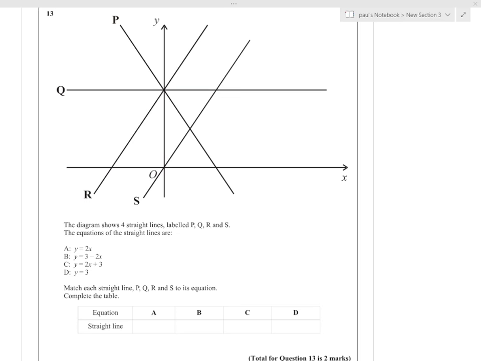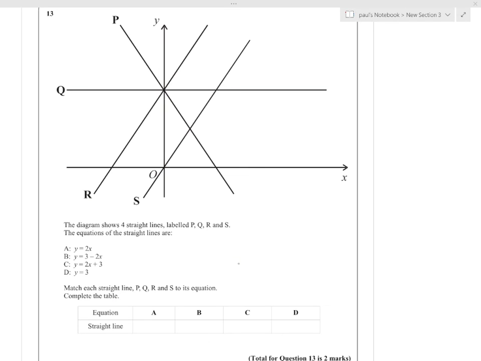Ooh, don't like the look of this. Right, what is this all about? So we've got 3 lines, 4, 5 lines. Oh, there's hundreds of lines. The diagram shows 4 straight lines labelled P, Q, R, and S. Line A equals y equals 2x. Match each straight line to its equation.